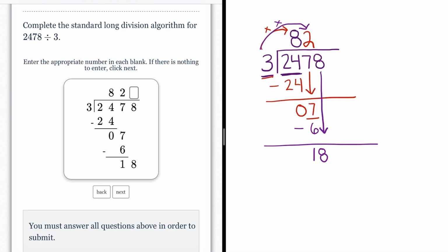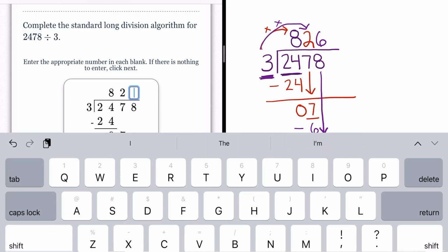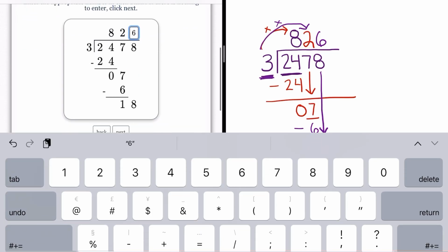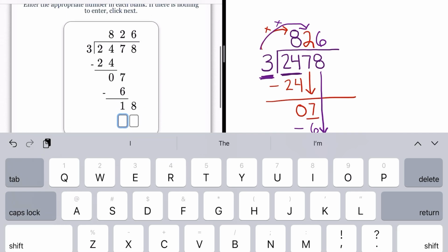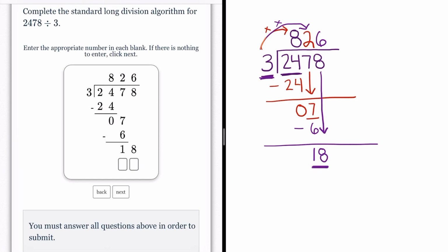And for our final step, we're going to look at the number 3 again and think about how many times it goes into the number 18. I know that 3 times 6 is 18. I'm going to do the same thing here. As always, we're going to multiply 3 times the number 6, which gives us 18. When we subtract, we get 0, which means we don't have a remainder. And our final answer is 826.